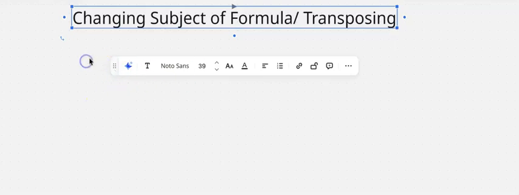So in today's lesson, we would consider changing the subject of the formula, otherwise known as transposing. So basically, when they ask us to do this, we're rearranging a formula to get whatever they're asking us to make the subject on one side of the equal sign and everything else on the other side of the equal sign. So let's go through some examples to get this explanation a bit clearer.